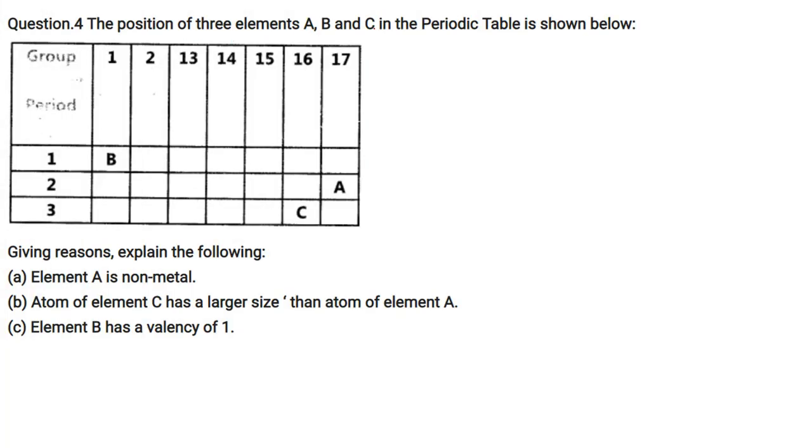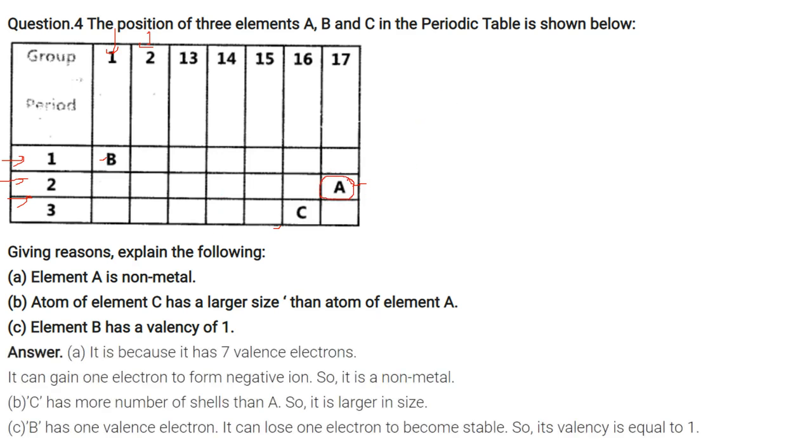The positions of three elements A, B, C are shown like this. This is A, this is B and this is C. Now these are the groups and these are the periods. We have to explain with reason. Element A is a non-metal. Why? It has 7 valence electrons, so it has a tendency to gain 1 electron in order to complete its stable configuration. That is why it's a non-metal. It can gain 1 electron to form a negative ion.